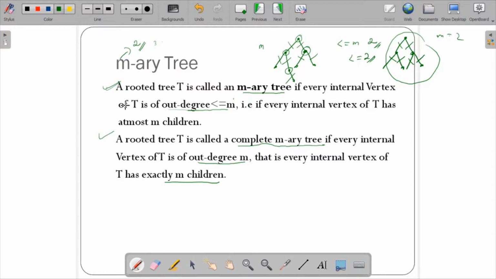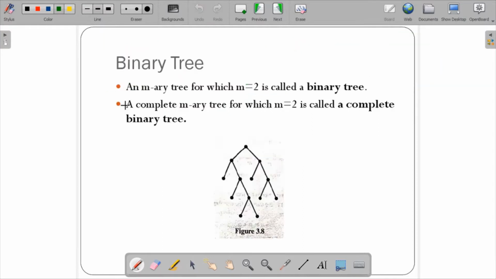For this they have shown the example of a binary tree, that is, for M we are putting the value of 2. An M-array tree for which M is equal to 2 is called a binary tree. Now what does this mean actually? In other words, a rooted tree T is called a binary tree if every vertex of T is of out degree less than or equal to 2.